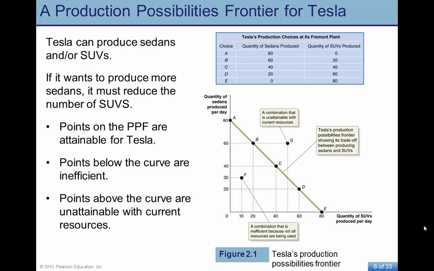You can see points on the PPF are attainable for Tesla, as I said, A, B, C, D, E. Points below the curve are inefficient, like F. Points above the curve are unattainable with current resources, like G.